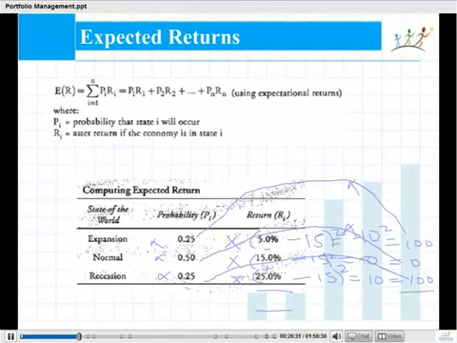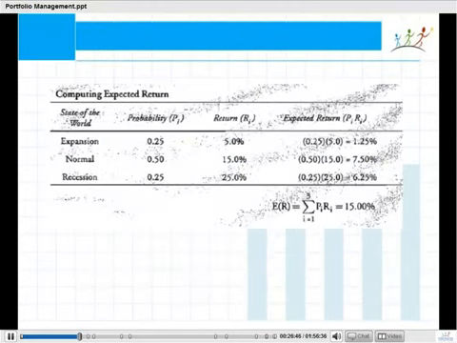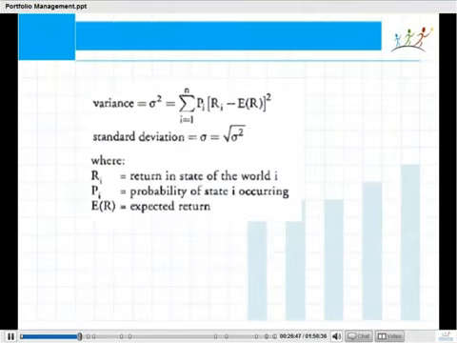This will give the variance of the asset. Take the square root of the variance, we will get the standard deviation. So variance is the average of the squares of the deviation, and standard deviation is the square root of variance.